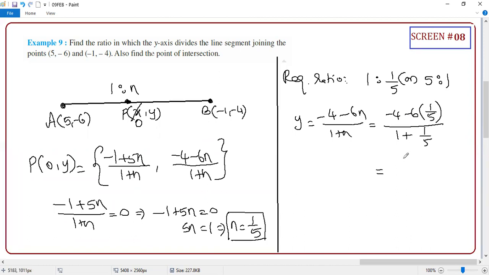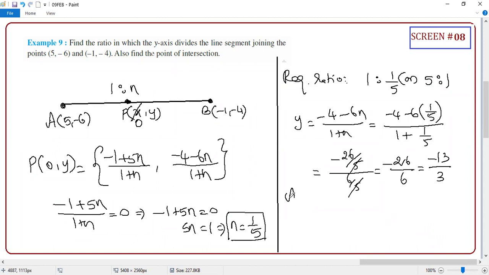Do you know how to add fractions, student? The numerator is minus 20 minus 6, so minus 26 upon 5. The denominator is 1 plus 1 by 5, which is 6 by 5. The 5 is cancelled. What is the answer? Minus 26 by 6, cancel by 2, so minus 13 by 3.